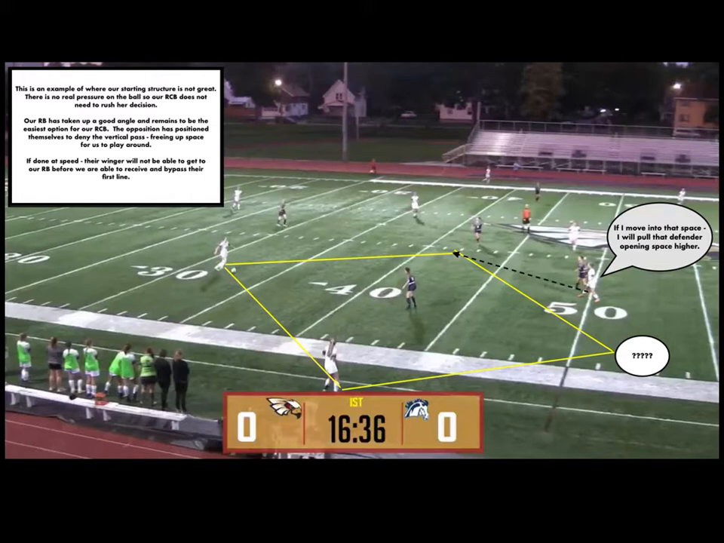We did not provide our center back in this image the necessary support structure to make a sound decision. And in this case, often our center back would continue either to carry forward and get caught in possession or hit a longer ball into space to no one. And this comes down to our ability to provide that structure right away and help our teammates make the decisions that we want.